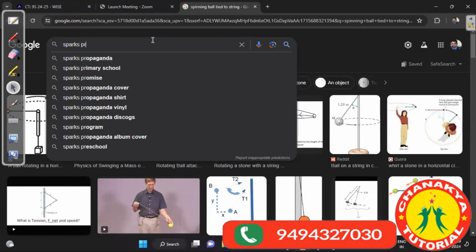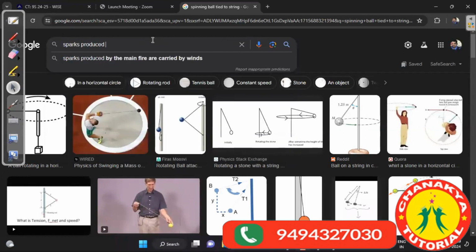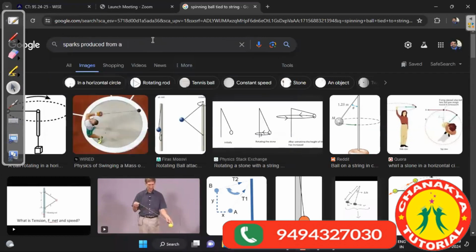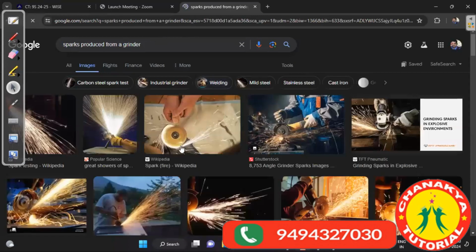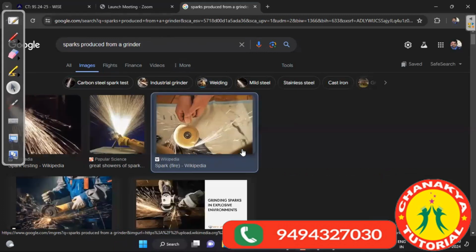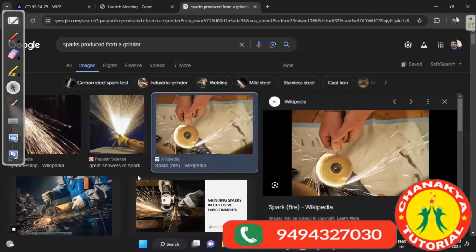Sparks produced from a grinder. Okay, see. So do you observe this motion of sparks which are produced from a grinder, which is a cutting tool? Yes, sir. Okay. So see, do we observe that the sparks are moving in a tangential direction? Yes, sir. All the sparks here, we observe, are moving in a tangential direction.